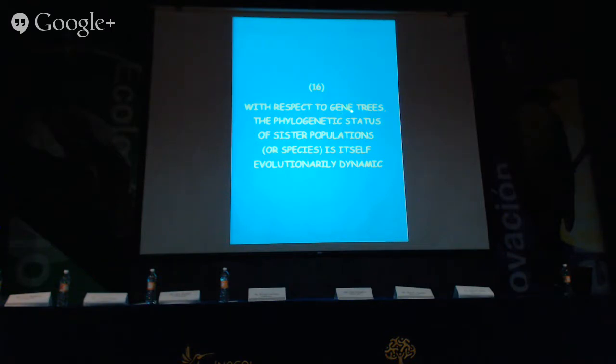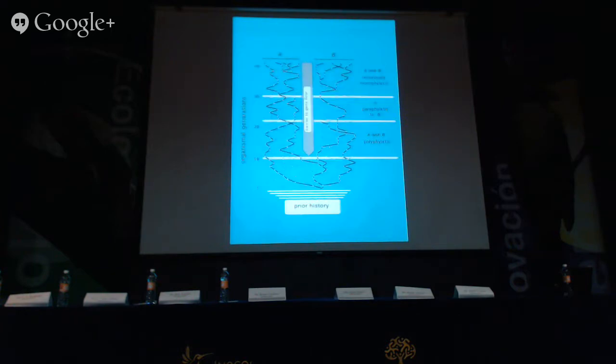With respect to gene trees, the phylogenetic status of sister populations or sister species is itself an evolutionarily dynamic condition. It's not as if when a species tree splits that there's some fixed relationship of those species from that time forward. Instead, with respect to the gene trees that they contain, the phylogenetic status of those sister species itself evolves through time.